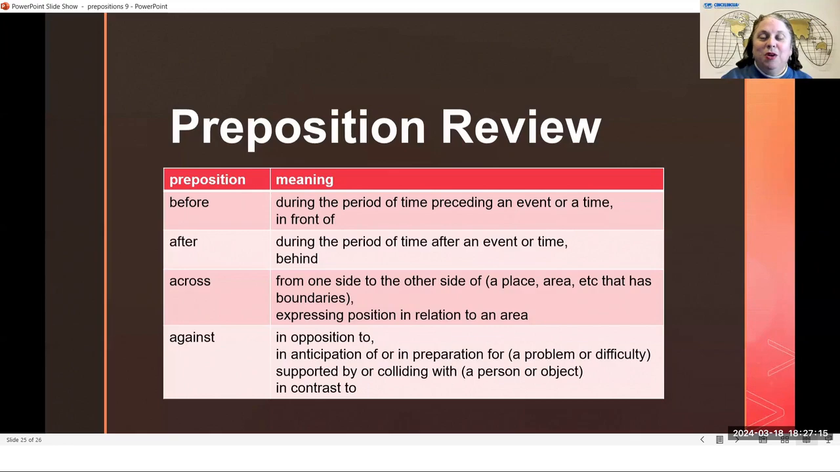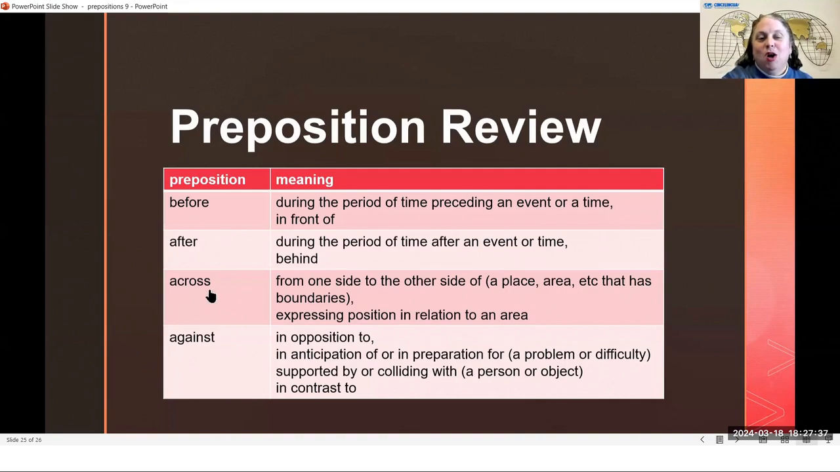Maybe she walked the dog at 6:01. Maybe she walked the dog at 6:30. Maybe she walked the dog at 8 o'clock. We don't know exactly how long after 6 p.m., but we know that it wasn't 5:30, because 5:30 is not after 6 p.m. That's before.